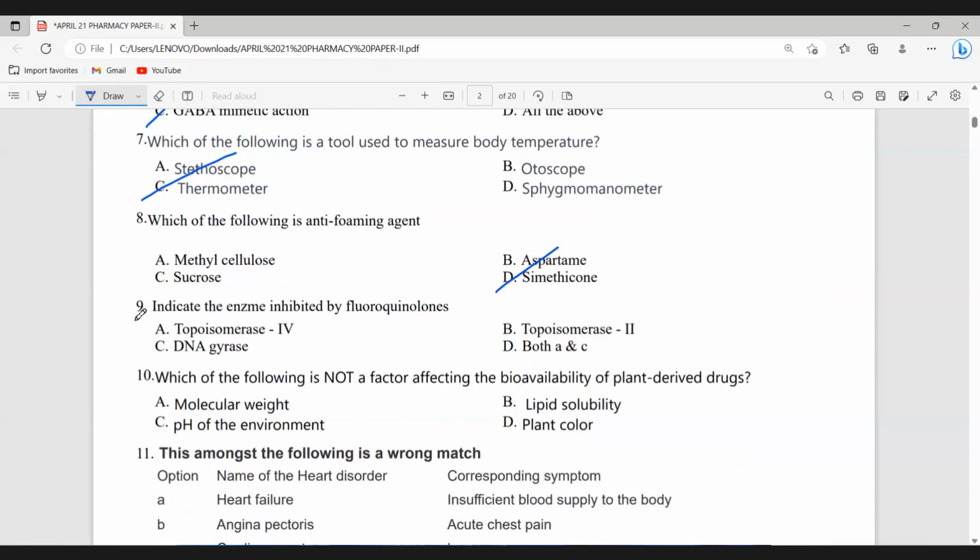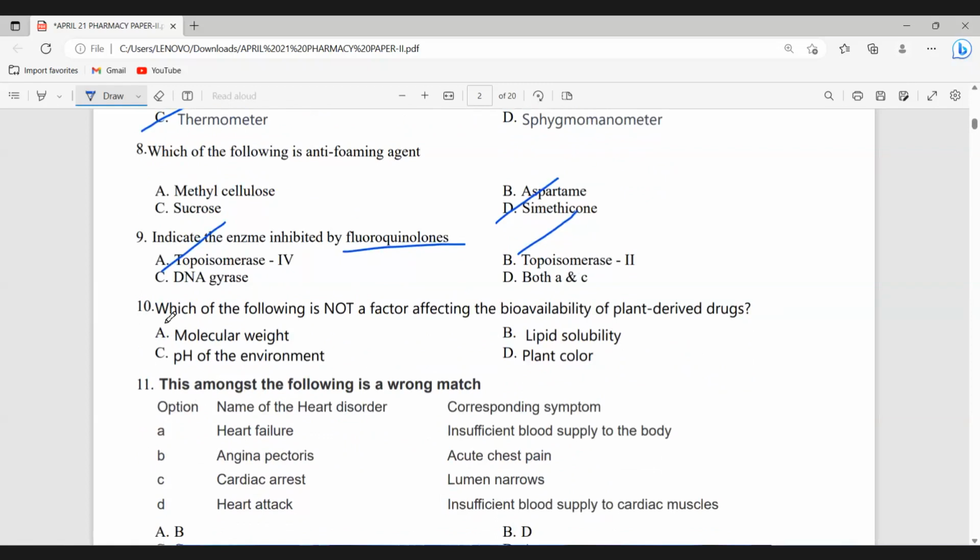Then the ninth question, indicate the enzyme inhibited by fluoroquinolones. In my PDF, I didn't change the question, but in your Edmingle app, they had changed it. Fluoroquinolones inhibit topoisomerase 4 and topoisomerase 2 activity. Topoisomerase 2 other name is DNA gyrase. So all three options are correct.